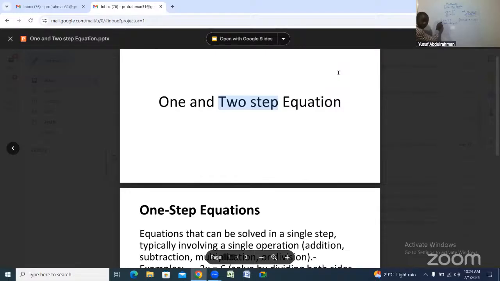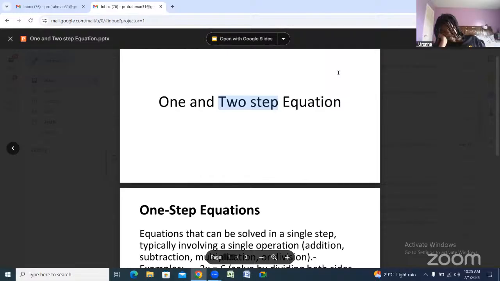All right, so that means we have 2x divided by 2 equals 14 divided by 2, okay? So that this will cancel this. Then the left-hand side will reduce to 1x equals 14 divided by 2, that will be what? 7. So the value of x is what? 7. Do you understand?